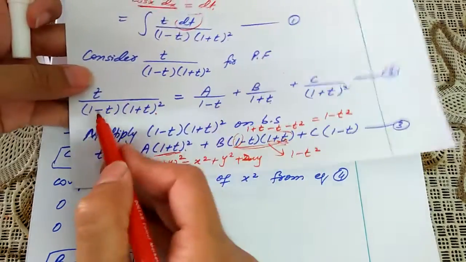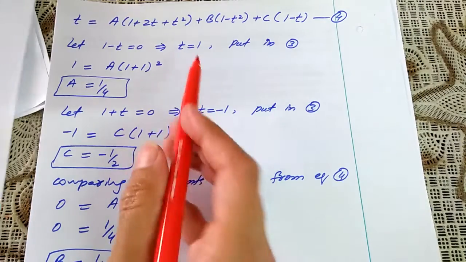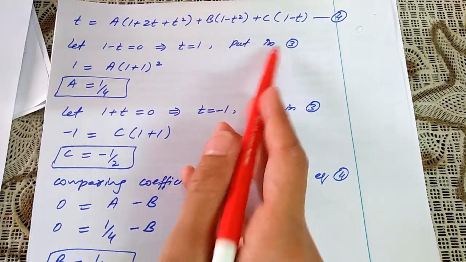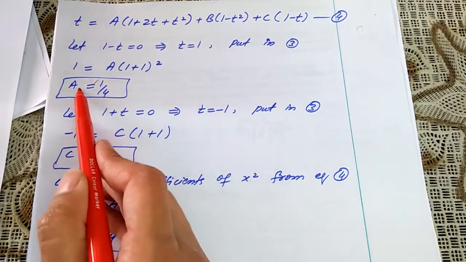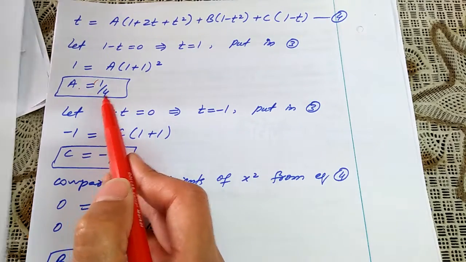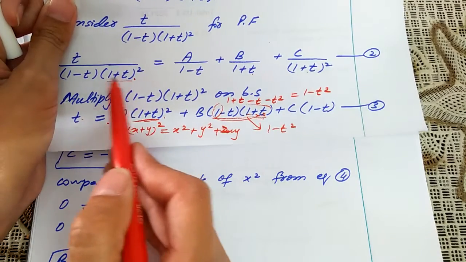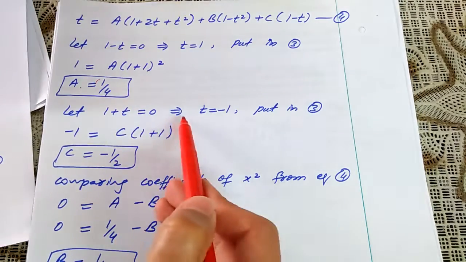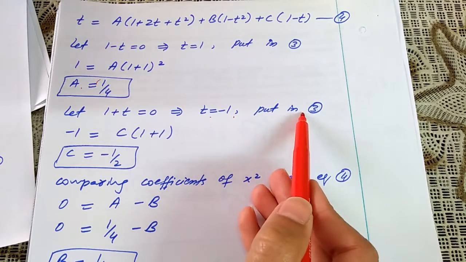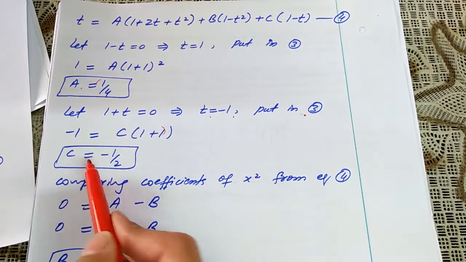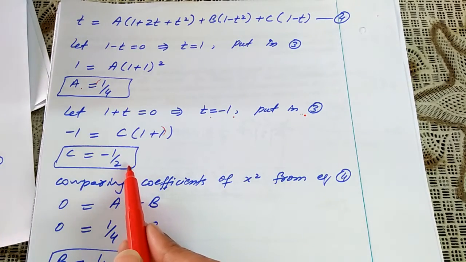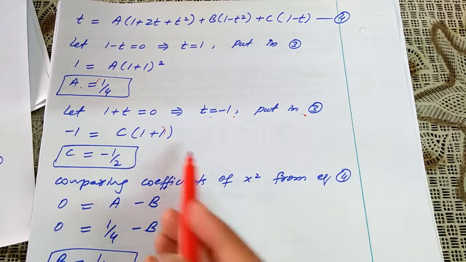Now let 1 minus t equal 0, so t equals 1 in equation number 3. After simplification we'll get a equals 1 by 4. Now let 1 plus t equal 0, so t equals minus 1. Put it in equation number 3, we'll get the c value as minus 1 by 2. Now we haven't got the value of b yet.